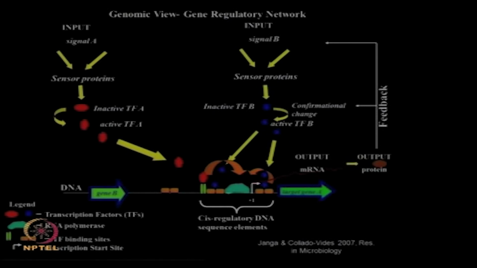And when this happens because of multiple sensor proteins, these transcription factors can change the conformation and bind to the upstream regions. And shown at the bottom is a stretch of DNA where these transcription factors can bind in a combinatorial fashion often and control the expression of the target gene or operon.